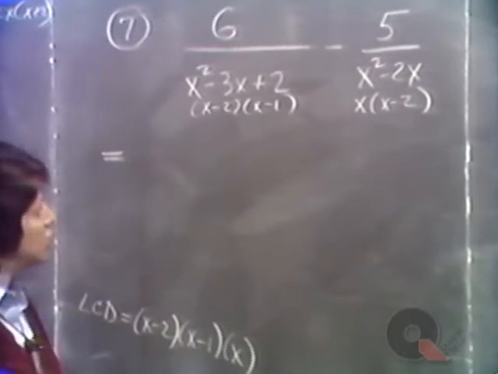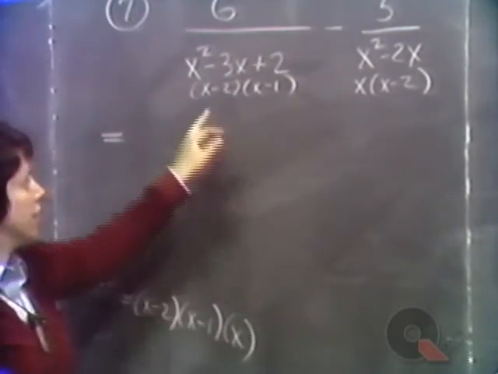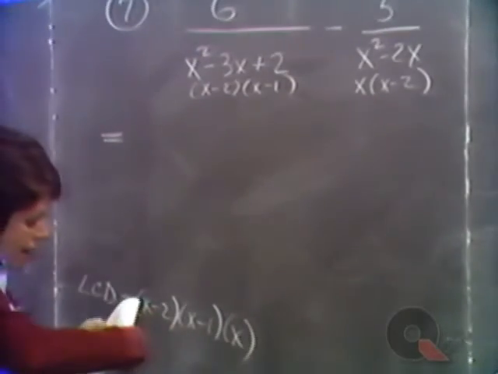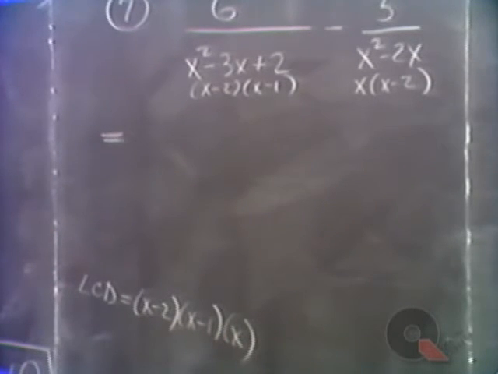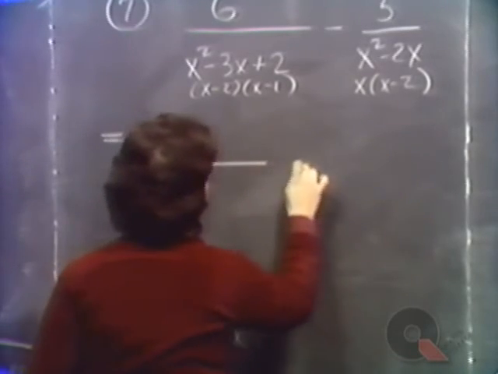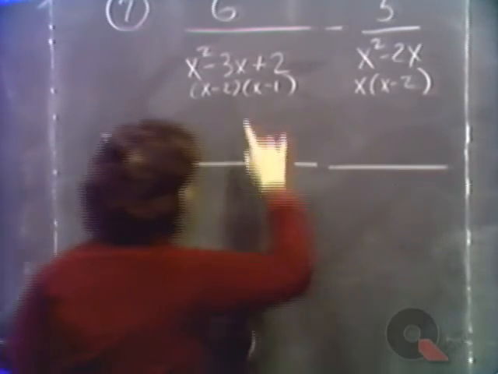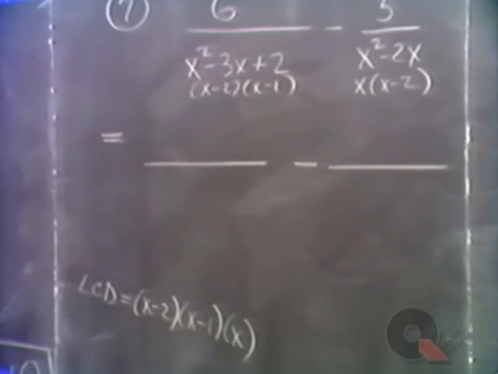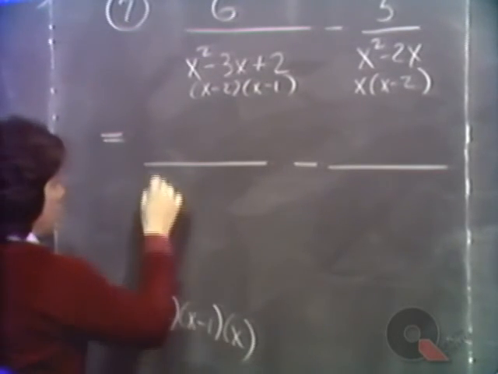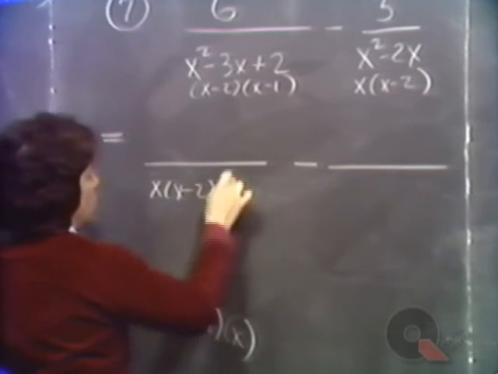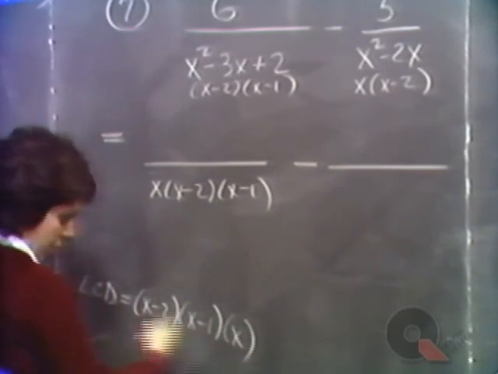Okay, so in this case, it's not the product of the denominators. That would involve an x minus 2 squared. We just need x minus 2 times x minus 1 times x for the LCD. So what we're going to do is build two fractions equivalent to the original fractions, having the denominator, let's say, x minus 2 times x minus 1 times x. Just rearrange it in order.